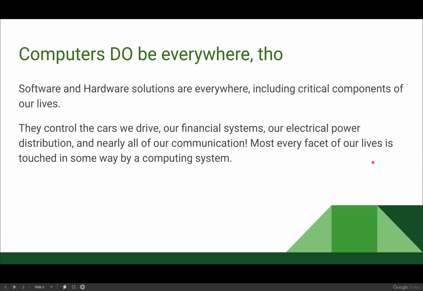So these hardware and software solutions are everywhere, including very critical components of our lives. Hardware and software control the cars that we drive. They control our financial systems. They control how electricity is distributed. They control pretty much everything about how we communicate with each other. Almost every facet of our lives is influenced in some way by a computing system.